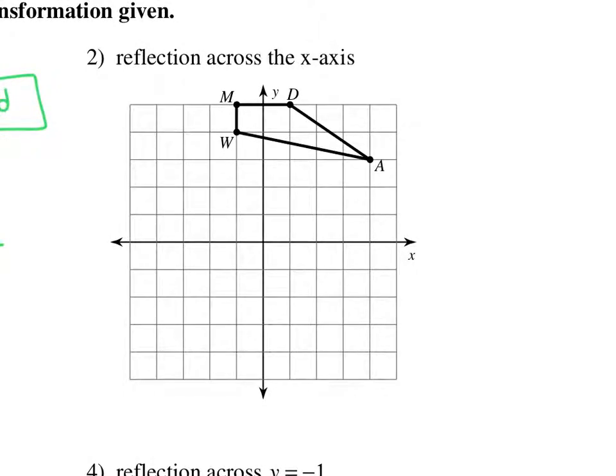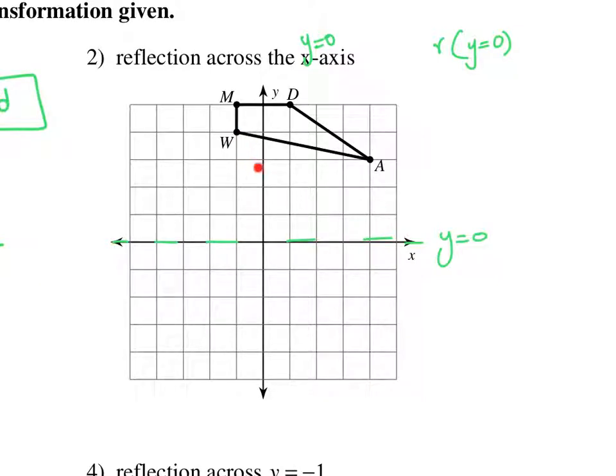Reflection across the x-axis, that means that the rule is r. And the x-axis is this line, which has an equation of y equals 0. So the x-axis is y equals 0, and that's the equation that you put inside the parentheses. So now pause the video and try this problem on your own.